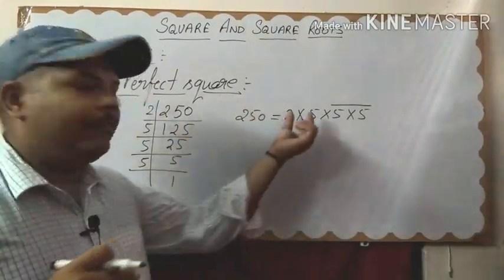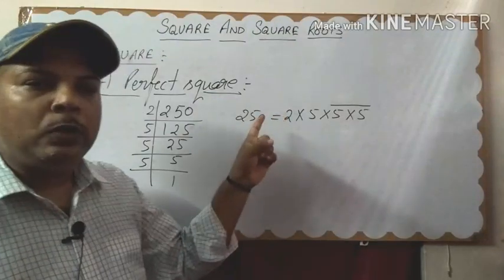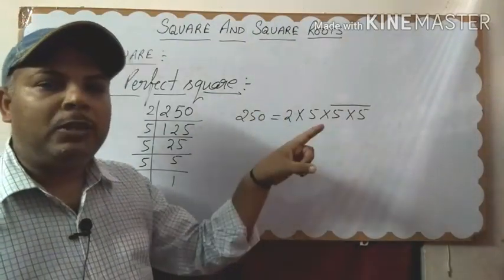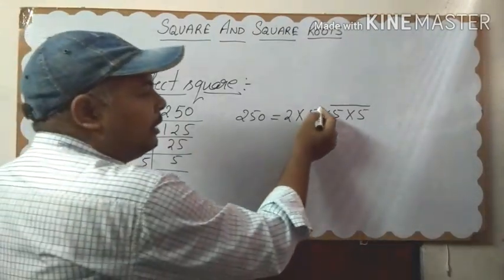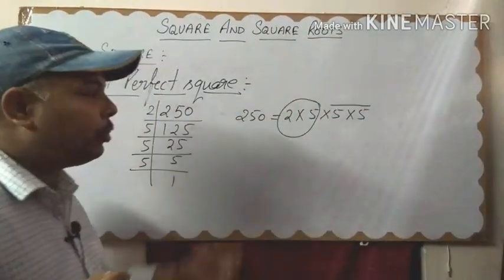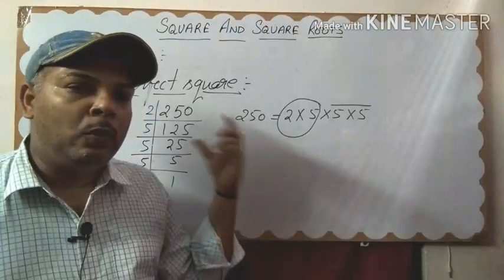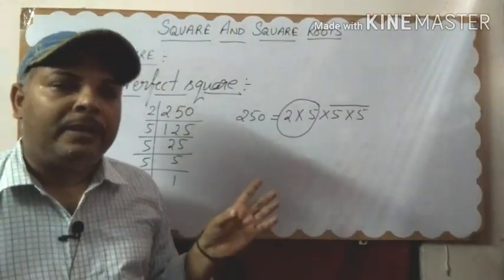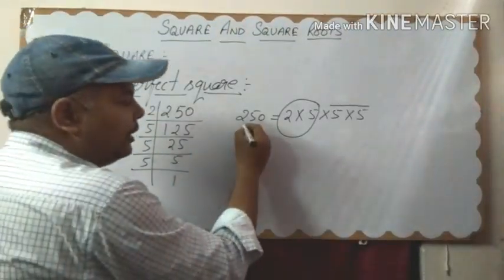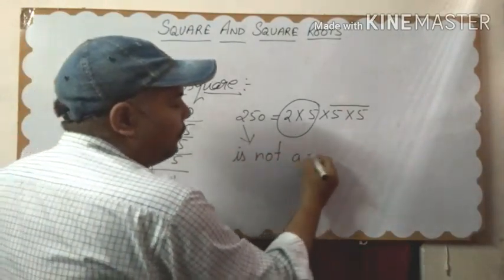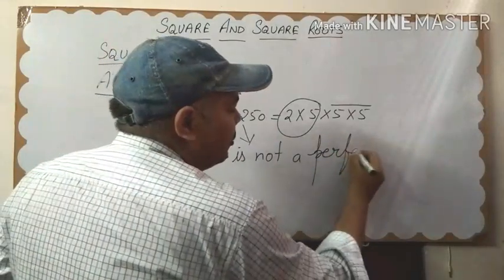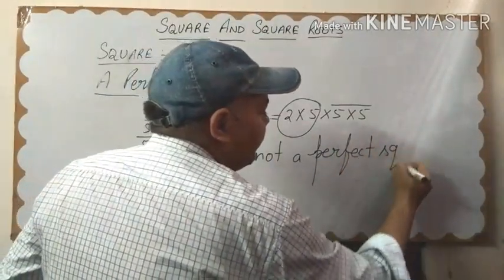here. So here a pair of 5 cannot be made. Same with 2, 2 is single here, no other 2 is here, so a pair of 2 is also not being made here. So see here 2 numbers are left whose pair is not made. So 250 is not a perfect square.